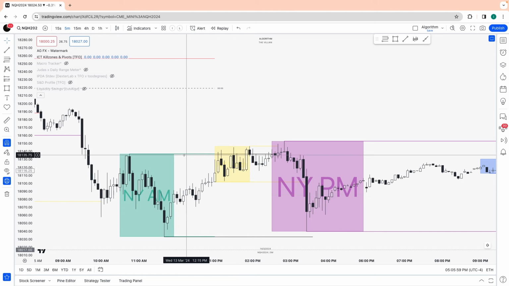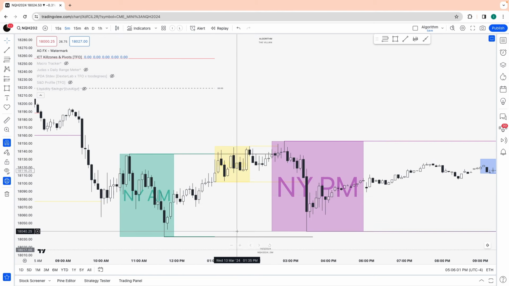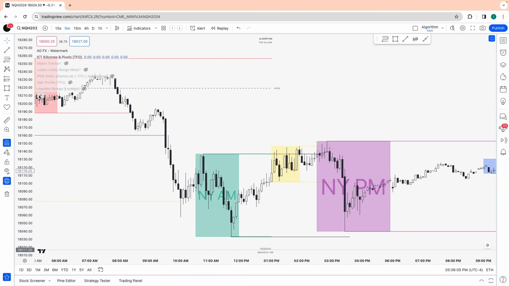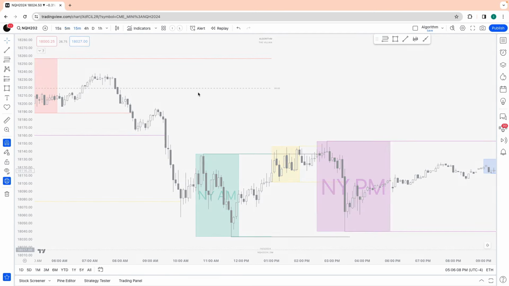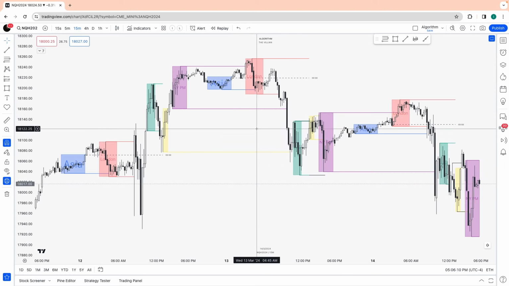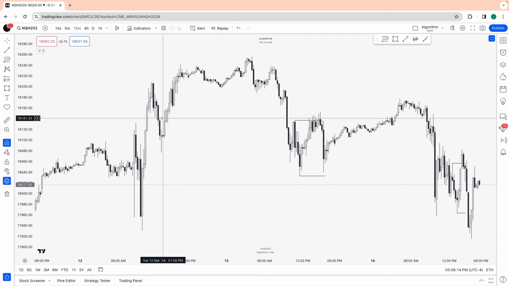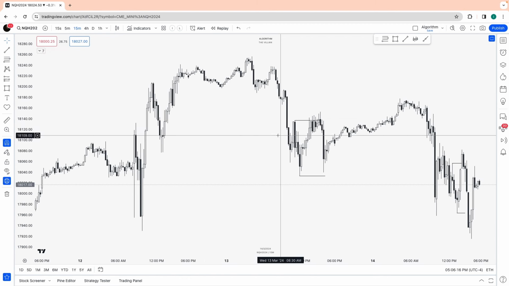But the basic principle is that after we sweep one side of the range, we will revisit the other side of the range. And we can use this to identify the draw on liquidity very often, right? That being said, buy side and sell side liquidity is the existence of sell stops and buy stops resting beneath old highs and old lows.